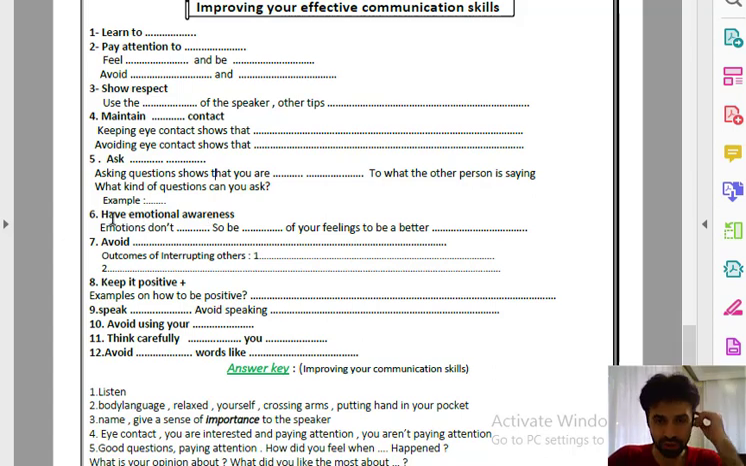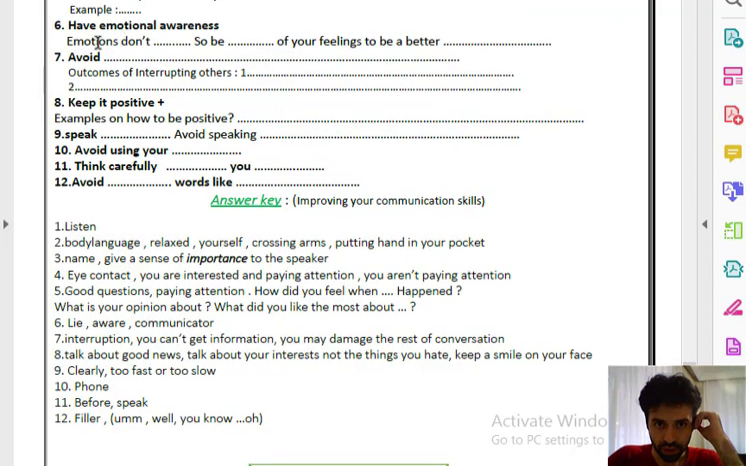Have emotional awareness. Emotions don't lie. So be aware of your feelings to be a better communicator. Number seven, avoid interruption. Interruption is very disrespectful.